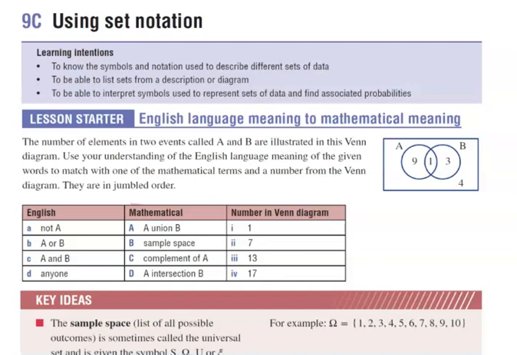Okay, so the first one, if we talk about not having A, so A is everything in this circle here. If we want not A, it's going to be everything on the outside and everything in B. So it'll be 3 and 4, which would be 7. If we're talking about not A, the mathematical term for that is the complement of A.